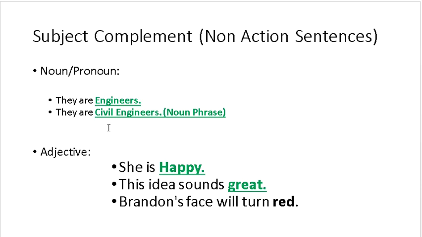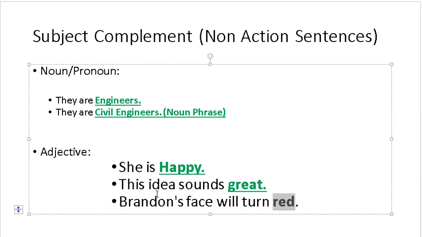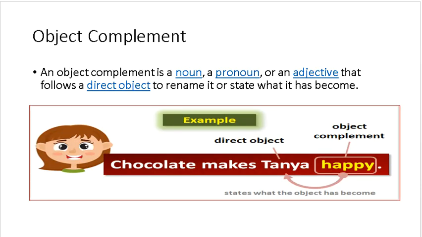Here we can see more non-action sentences. They are engineers, they are civil engineers, a noun phrase. She is happy, the idea sounds great, and Brenda's face will turn red. Now in all these, is, sounds and turn are the linking verbs, and here we have adjectives and nouns which are completing them. Now let's move on to the object complement.